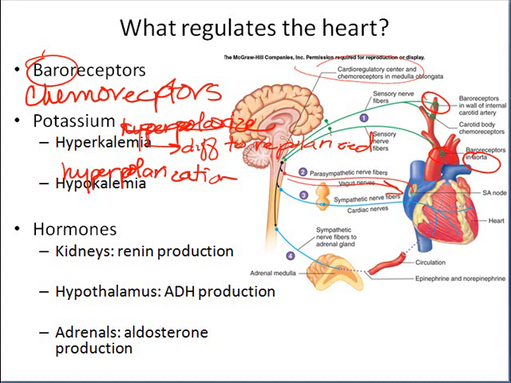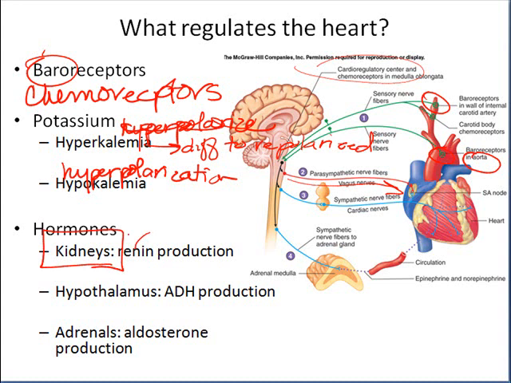There are some hormones that can also impact the heart behavior, the number of beats per minute of the heart. For example, the kidneys, we're going to learn about later, secrete a hormone called renin. Renin is a hormone that indirectly causes the production of something called angiotensin II, and angiotensin II elevates blood pressure. So the kidneys can release renin. Renin increases blood pressure, and that obviously impacts heart behavior as well.